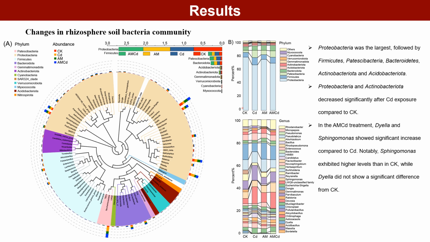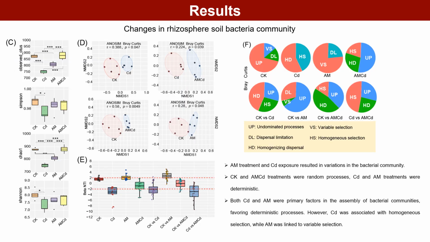Based on the comparison of Bray-Curtis and ANOSIM, it was found that both the AM and CD resulted in differences in bacteria. CK and AMCD are random processes, while CD and AM are deterministic processes, but the former is homogeneous selection and the latter is variable selection.